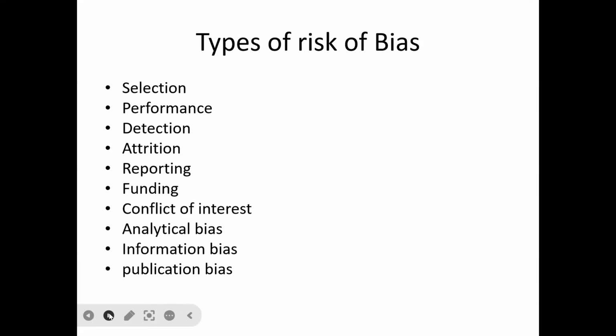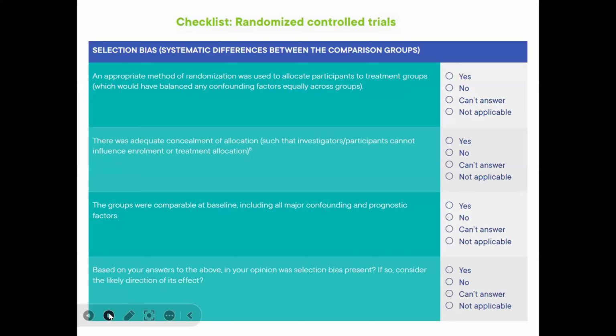So, types of risk of bias. There could be selection bias, which I think Garima took to some extent. Then performance bias, detection bias, attrition, reporting bias, funding, conflict of interest, analytical bias, information bias, and publication bias. We'll take the tool and try to answer these questions for the study we are discussing.